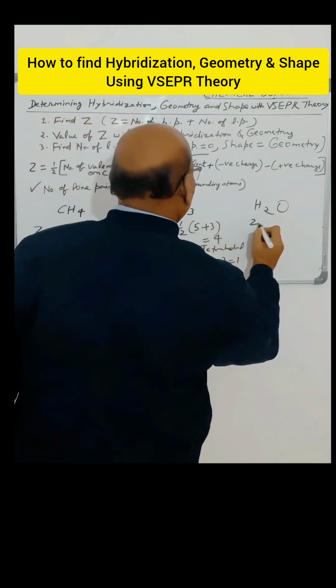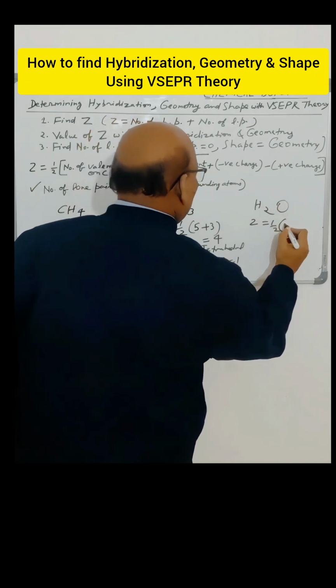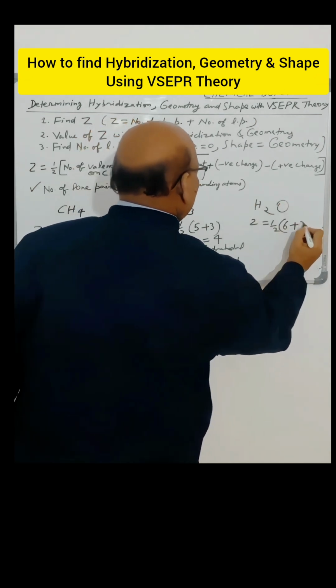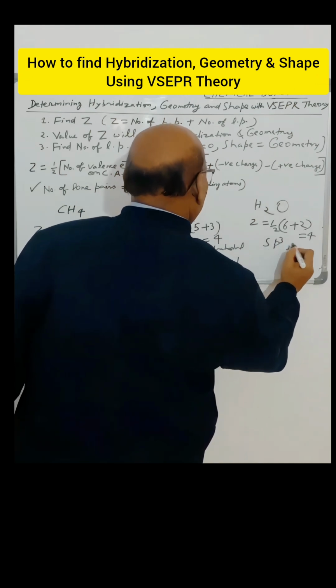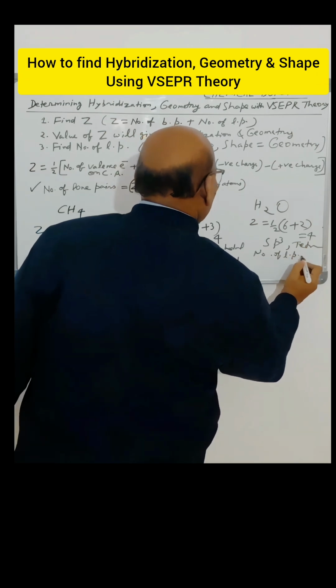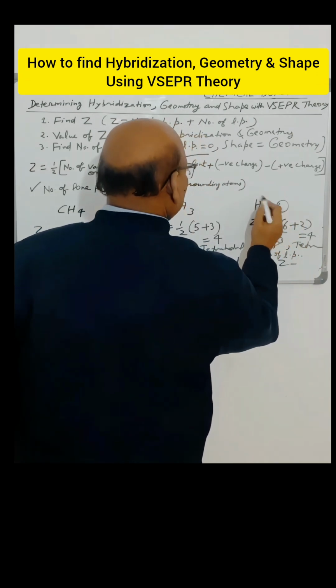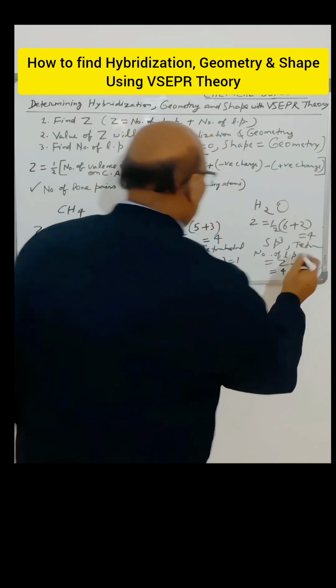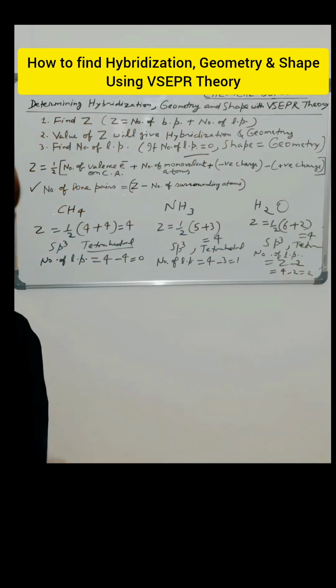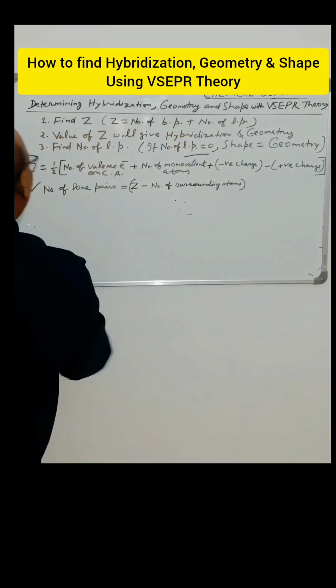Now let's look at water. In H2O, z equals half into number of valence electrons on central atom, which is oxygen, so it is 6, plus number of monovalent atoms 2, so it will be 4. So hybridization is again sp3, geometry is again tetrahedral. What about the lone pairs? Here lone pairs is z minus number of surrounding atoms, 4 minus 2, that is 2. So 2 lone pairs are there, so shape will not be the same as geometry. So how will we find out? Let us see how to find out the shape.